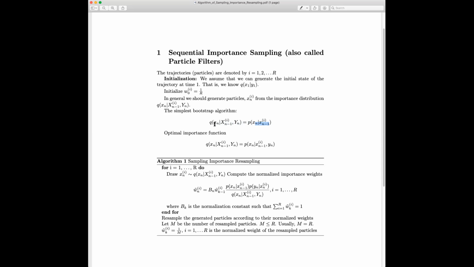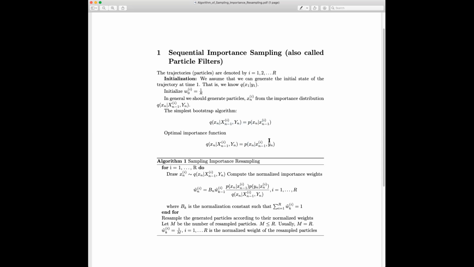And then today we'll talk about, in addition to the simplest type of importance distribution, there's also one which is called the optimal importance distribution. That's a slightly different conditional probability. That's the conditional probability of the state at time n, given the previous state at time n minus 1, and also the current measurement at time n. So the simplest one doesn't include any information from the current measurement. The optimal importance function does include this current measurement.